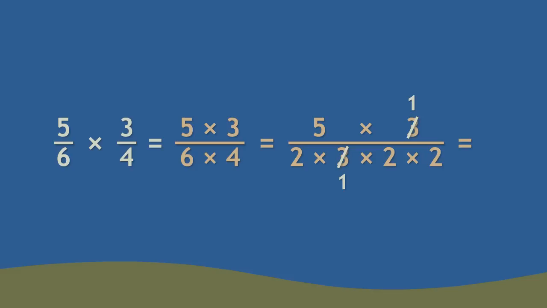So let's start with the top. 5 times 1 gives us 5, and then 2 times 1 gives us 2, times 2 is 4, times another 2 is 8. And our answer is 5/8. And we no longer have to do any simplification. 5/8 is in lowest terms.